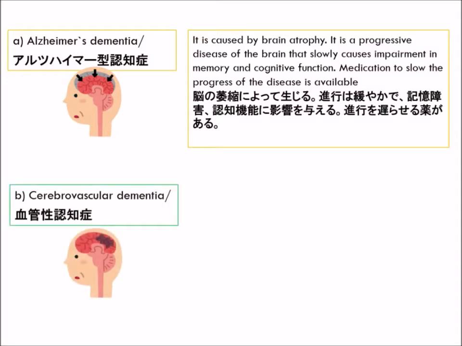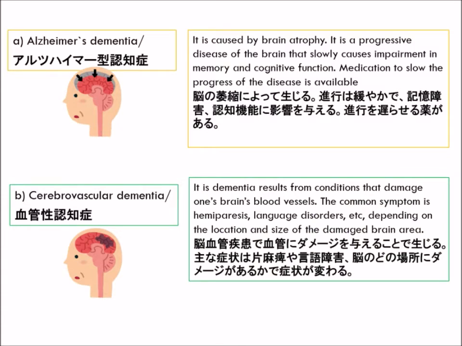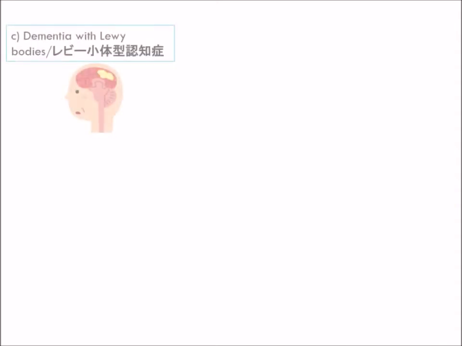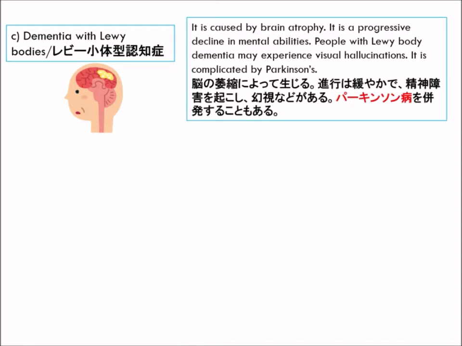Cerebral vascular dementia. It is dementia resulting from conditions that damage one's brain blood vessels. The common symptoms are hemiparesis, language disorders, etc., depending on the location and the size of the damaged brain area. Dementia with Lewy bodies is caused by brain atrophy. It is a progressive decline in mental abilities. People with Lewy body dementia may experience visual hallucinations. It is complicated by Parkinson's.